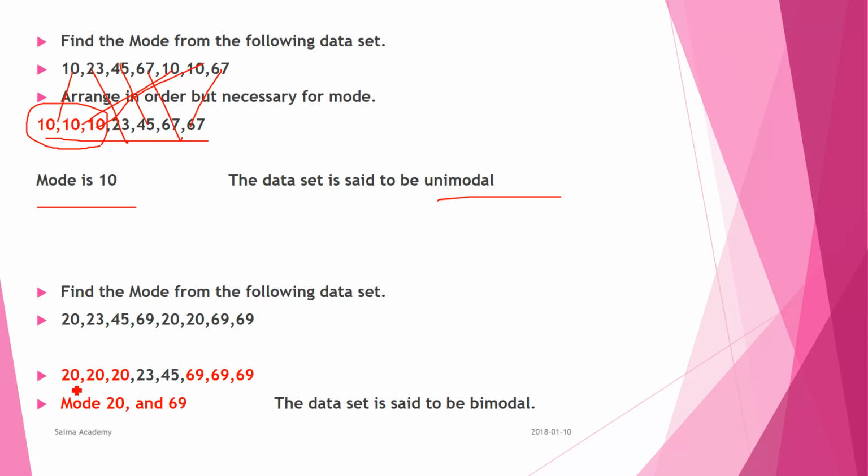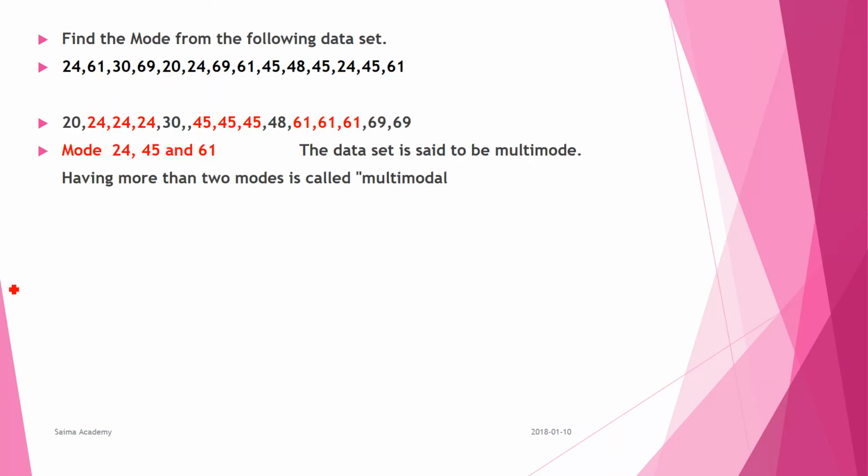This is our data and I have arranged this. See, 20 is coming 3 times. Similarly 69 is also coming 3 times. So there is no choice. You have to say that we have two modes, 20 and 69. So the data set is said to be bimodal. In the first case, this is unimodal because only 10 is coming 3 times. In the second example, there are two numbers, 20 and 69, both coming 3 times. So we say we have two modes in this data set and this is bimodal.